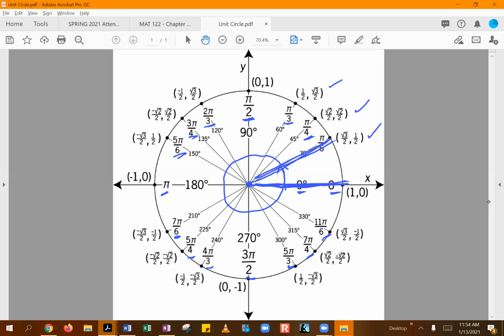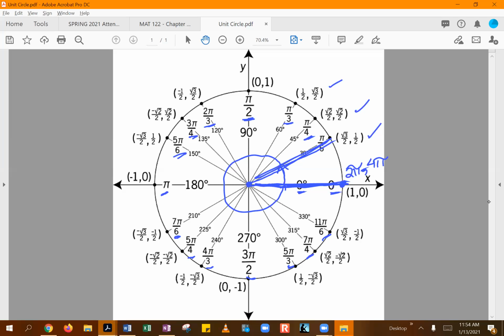But right now, we need to know that our full entire circle has a degree measurement of 360 or a radian measurement of 2 pi. So 0, 2 pi, and then all multiples of 2 pi. So 4 pi, 6 pi, all of them are going to correspond with this starting point right over here.